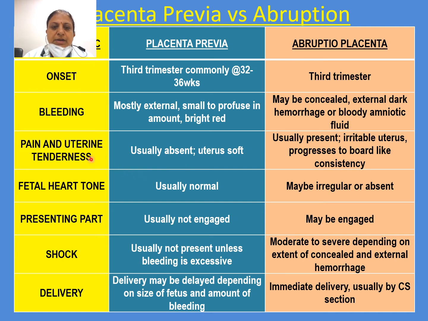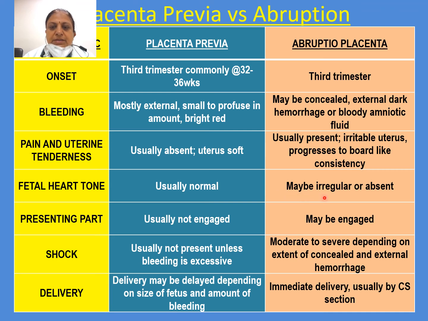Pain and uterine tenderness are usually absent in placenta previa. The uterus is relaxed and soft, whereas in abruptio placentae the uterus is irritable and tenderness is present. Fetal heart rate is usually normal in placenta previa because there is only a small amount of bleeding.